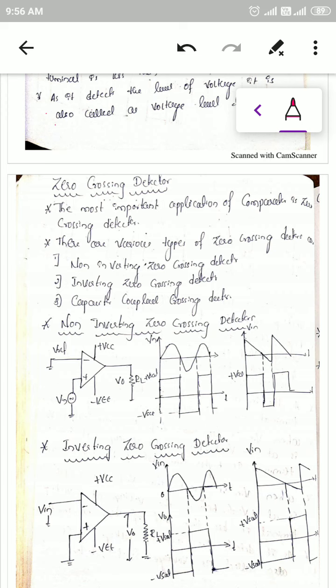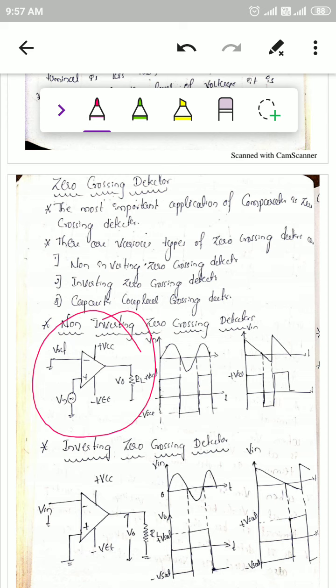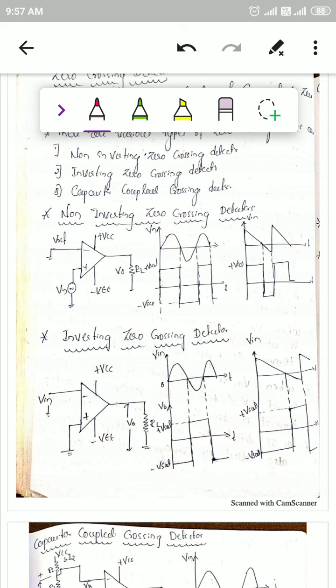There are various types of zero crossing detectors: the inverting type, the non-inverting type, and the capacitor coupled zero crossing detector. These are the three types of zero crossing detector circuits. This is explained with the help of equivalent circuits and the related waveforms. The main function of the zero crossing detector is to detect the zero crossing of the input signal. It is also a basic operational amplifier.